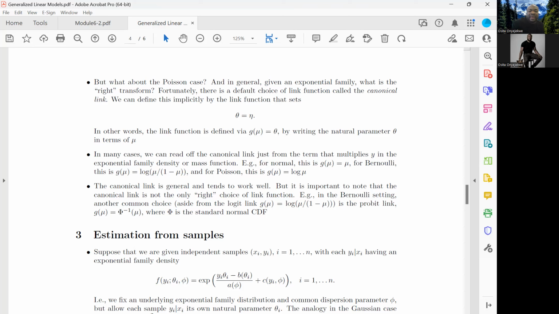Finally, the canonical link is general and tends to work pretty well. It's important to note that the canonical link is not the only right choice for the link function. For example, in the Bernoulli setting, another common choice, aside from g of mu is equal to log of mu over 1 minus mu, is what we call the probit link, which is g of mu is equal to phi inverse of mu, such that phi is the standard normal cumulative distribution function, also known as the CDF.